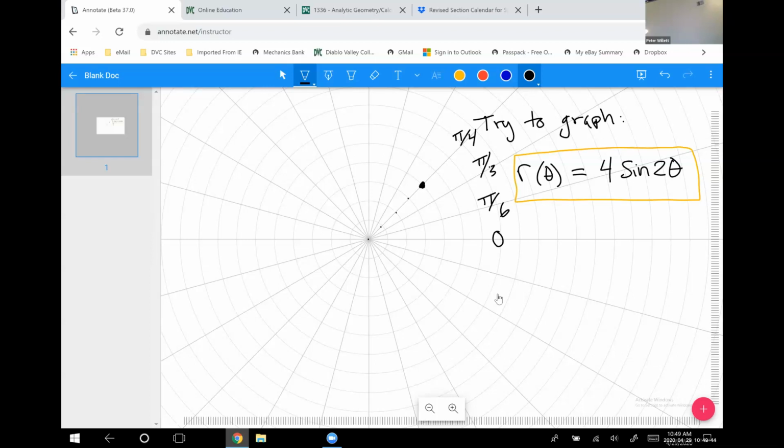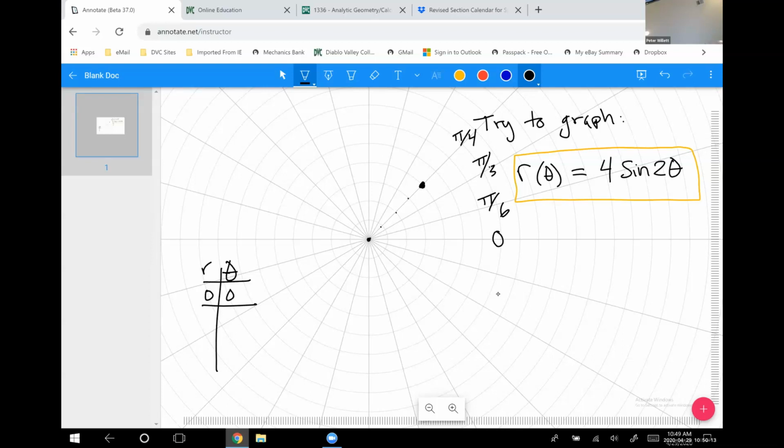So for example, in this problem, if I was trying to imagine making a table of values and plugging in some theta values to figure out what I would get for r, well, almost always the first thing we're going to try is plugging in a 0, which is the same thing we do if we have x and y coordinates. And sine of 0 is 0. And so that means r would be 0. And so we know our graph starts at the origin.